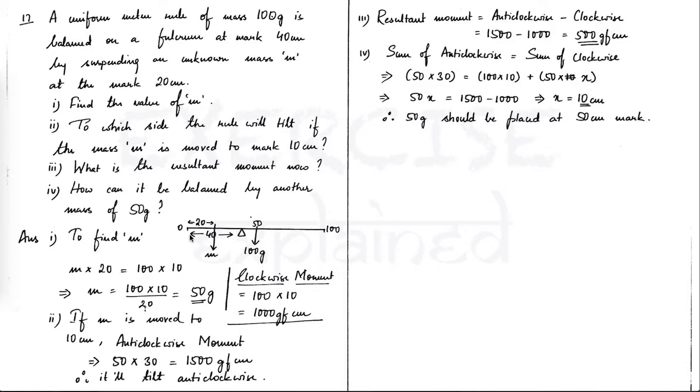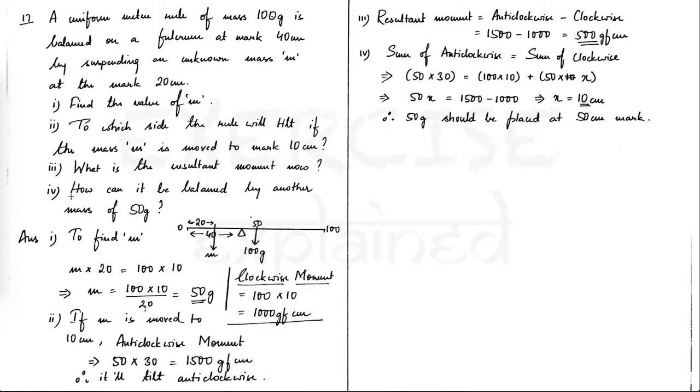So coming to the third part of the question, what is the resultant moment now? Now for the resultant moment, we will just subtract 1000 from 1500 and write the direction of the bigger moment. So the direction will be anti-clockwise because anti-clockwise is greater than the clockwise moment, and the resultant will be 1500 minus 1000, that is 500 gram per centimeter. And this will be in the anti-clockwise direction because the anti-clockwise moment is more than the clockwise moment.